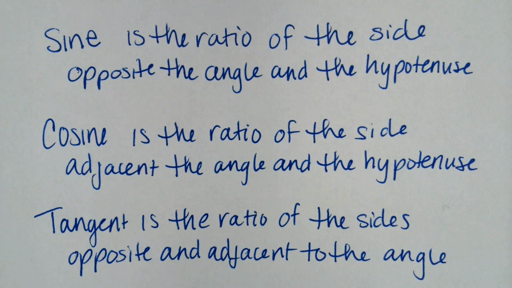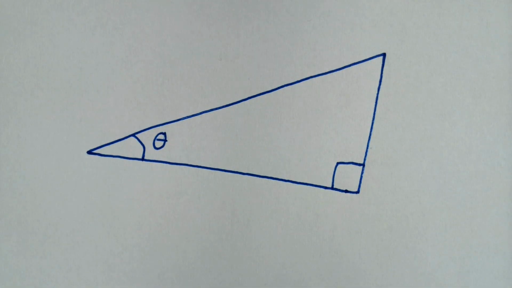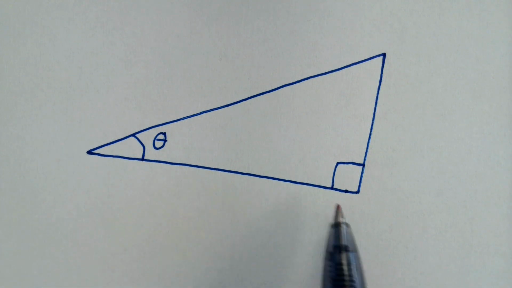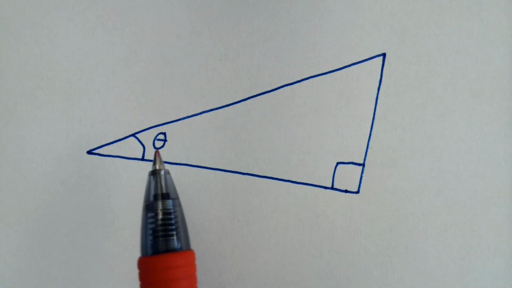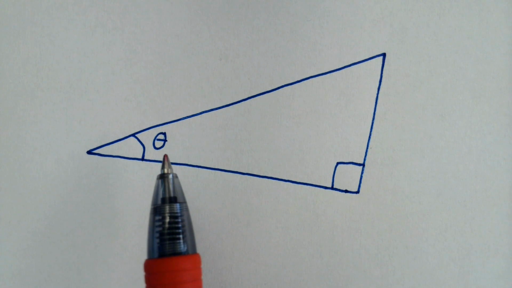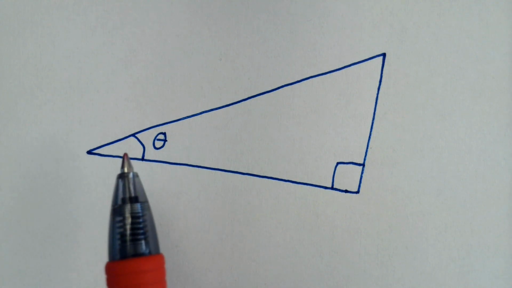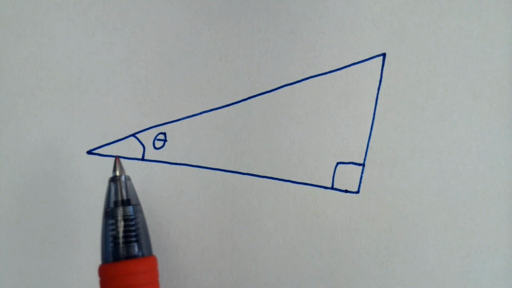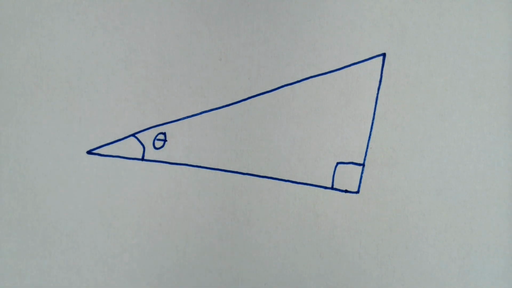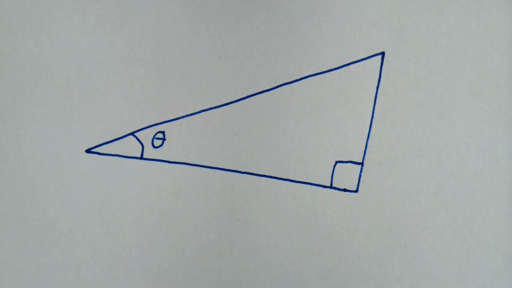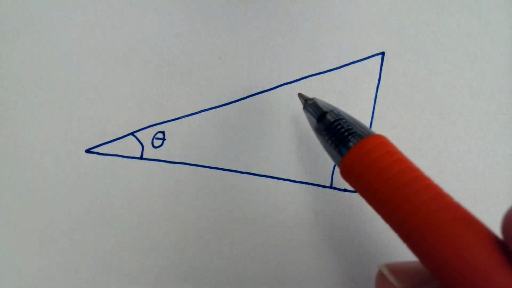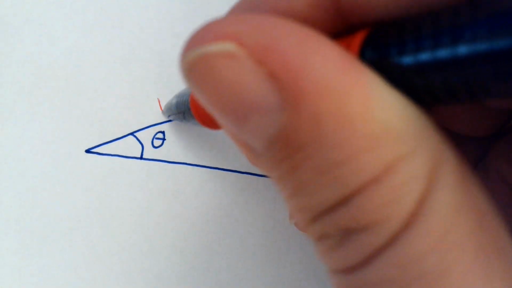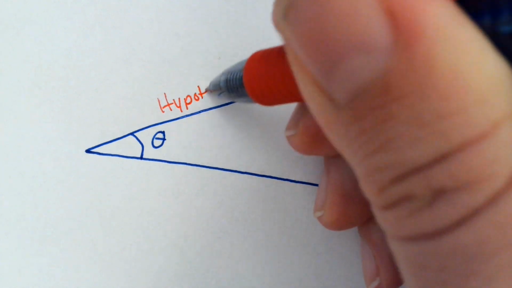So the first thing we want to do is be able to identify which sides are which. Here we have a right triangle, and here's the right angle, and this is the symbol theta, which is a symbol that is used to represent an angle. So this is the angle we're going to focus on. We want to identify the sides opposite the angle, adjacent to the angle, and the hypotenuse of this right triangle. The hypotenuse is always the side across from the right angle. So this would be the hypotenuse.